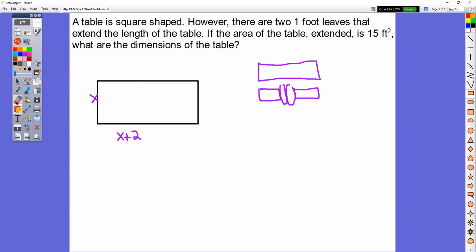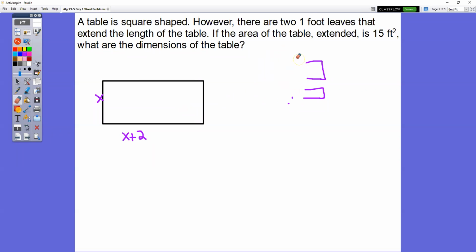So go ahead and solve the rest of this one on its own. I wanted to help you set it up. Go ahead and try this one, please. You want to multiply the 2 sides together and it equals 15.